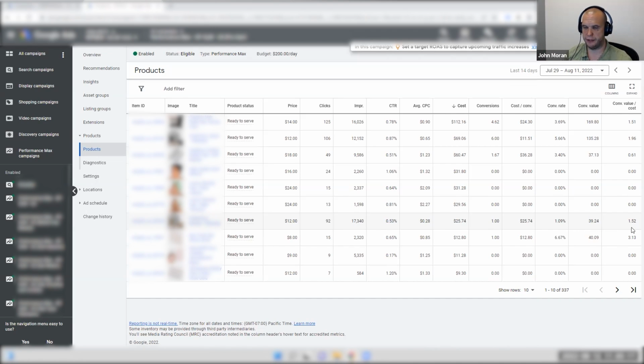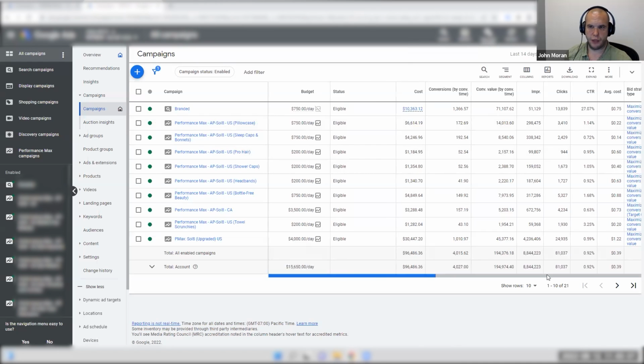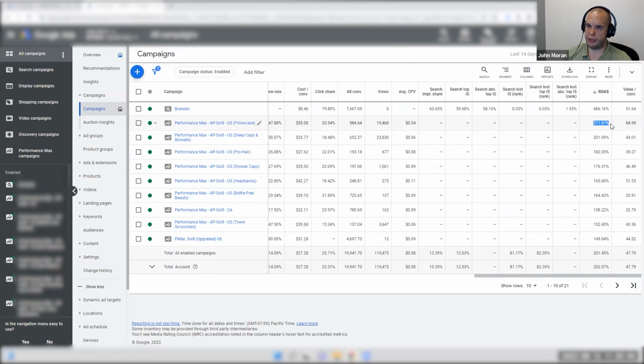Yeah, it's delivering me a 1.52 and a 3.13 conversion value by cost. So the ROAS is still good. I'm still going to run these, but they're not going to be delivering me as good an average order value as our pillowcases are. So if we go back and look at the daily ad spend, the Pro Hair is spending $200 today, and the pillowcase I'm spending $750. Well, the average order value is higher, which means my ROAS is higher.